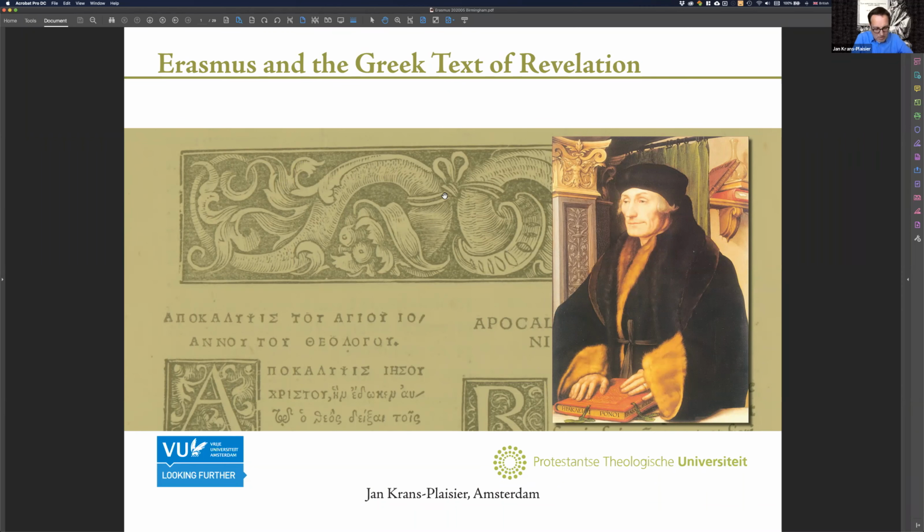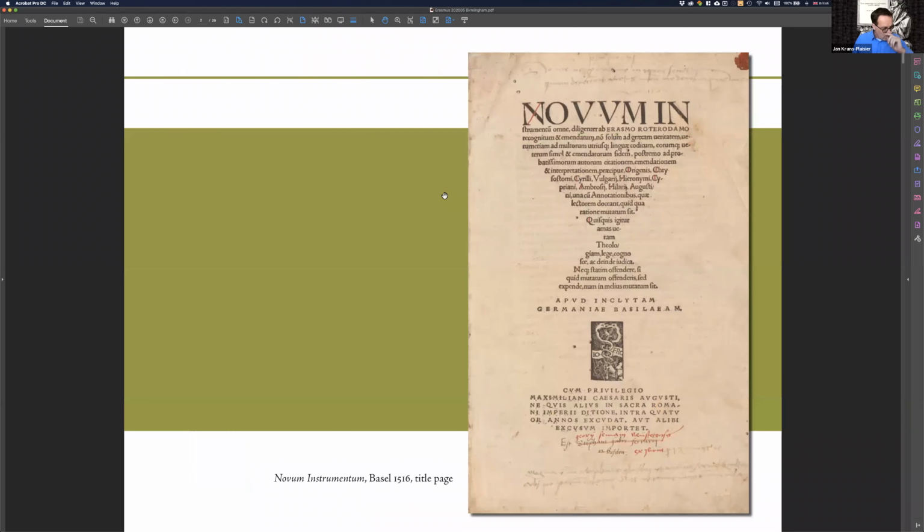Most of the text, the Textus Receptus of Revelation, goes back in a direct line to Erasmus' first edition of 1516. Some readings were changed, either by Erasmus himself in later editions or by later editors, but the textual core remained the same.